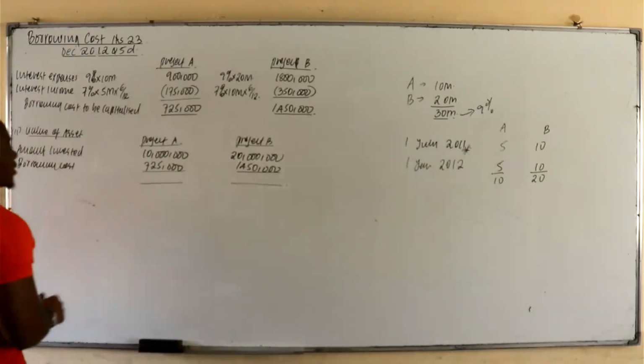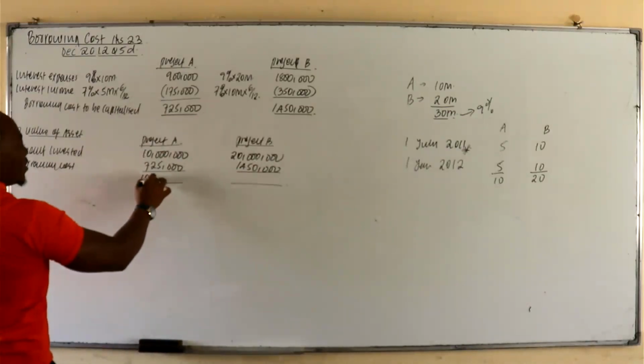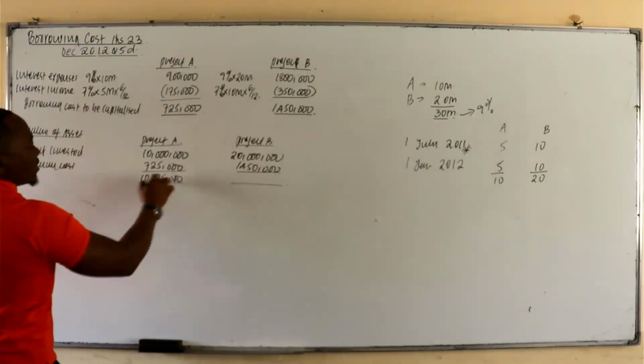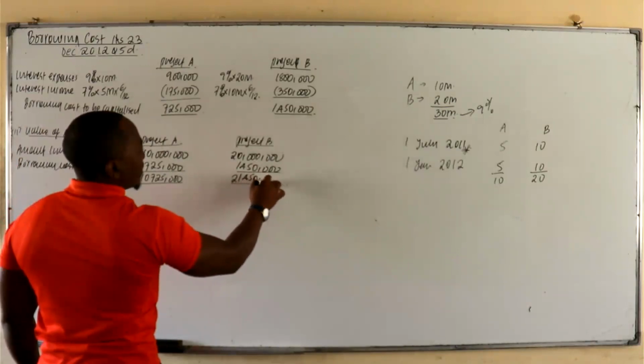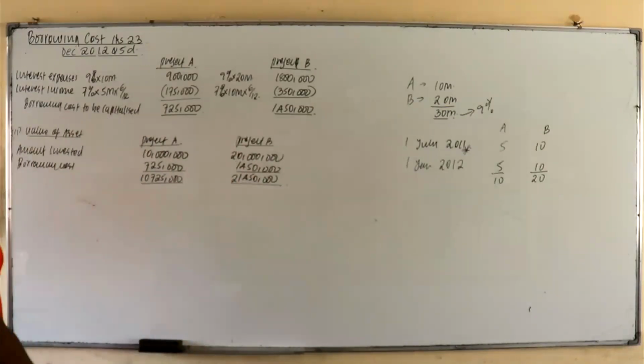But what do you get? So you get 10 million, 725. You'll get 21, 450. Now, this is the amount that would now be shown in the financial statement as the value of those assets. Good. So you can take a screenshot of that. Just take a screenshot, you'll copy it.